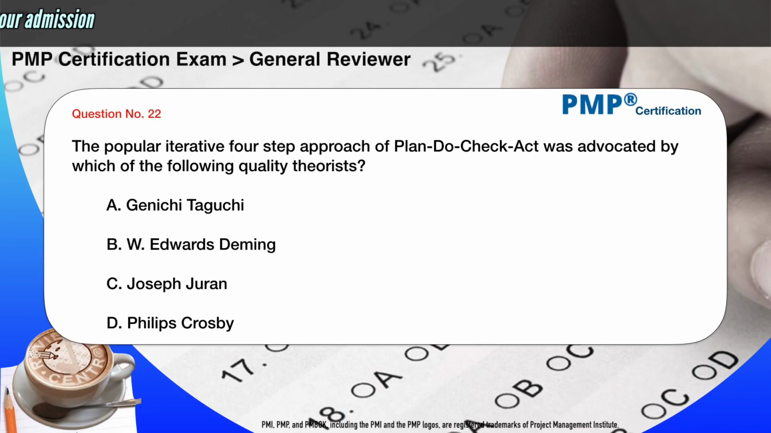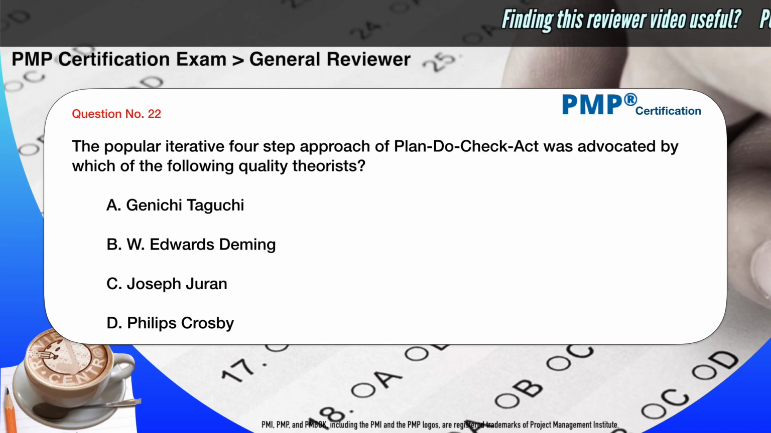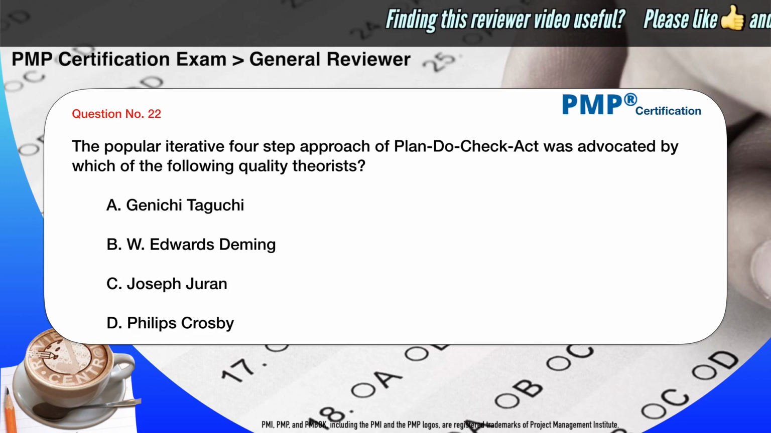The popular iterative four-step approach of Plan, Do, Check, Act was advocated by which of the following quality theorists? A. Genichi Taguchi, B. W. Edwards Deming, C. Joseph Juran, D. Phillip Crosby.